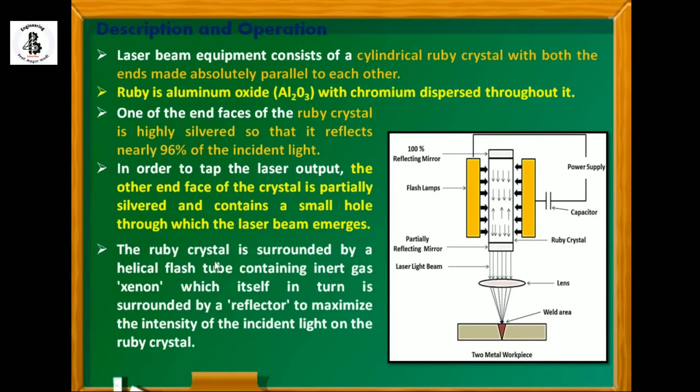The ruby crystal is surrounded by helical flash tubes containing an inert gas, known as xenon gas, which itself is surrounded by a reflector to maximize the intensity of the incident light onto the ruby crystal. That is the basic arrangement of the laser beam welding process.